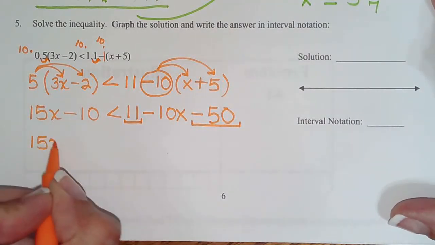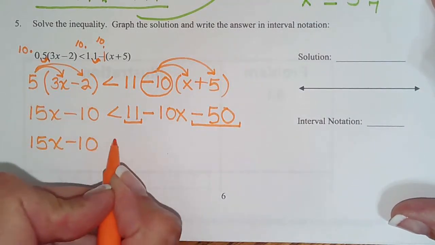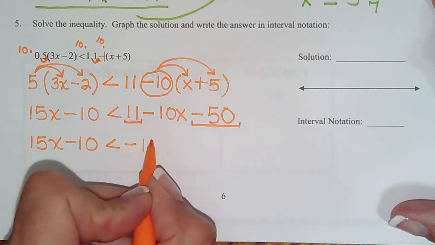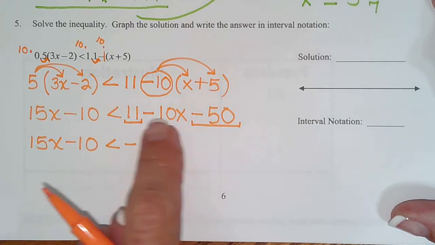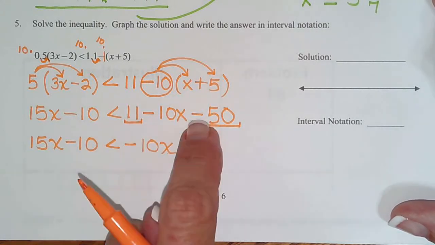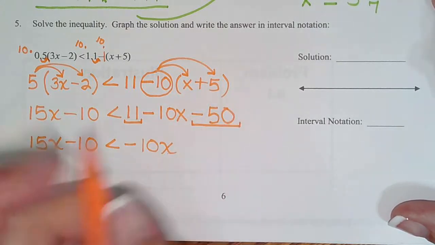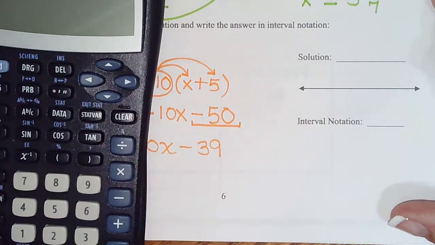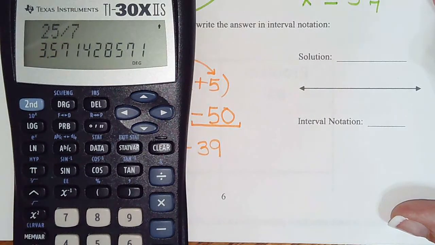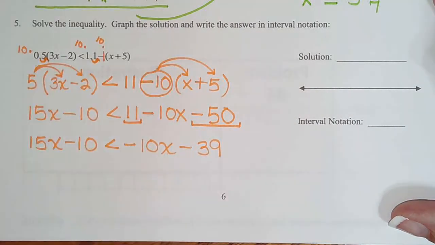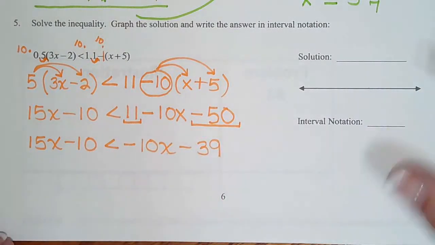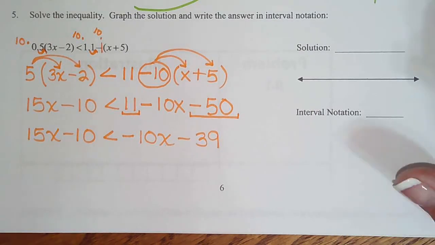So the left side will stay the same. 15x minus 10 is less than. The right side's going to become negative 10x. So there's that. And then this is 11 minus 50, which would be negative 39. And you can verify that, especially if you miss signs a lot. 11 minus 50, negative 39. So when the signs are different, subtract and keep the sign of the larger. So now we're finally ready to start moving things.